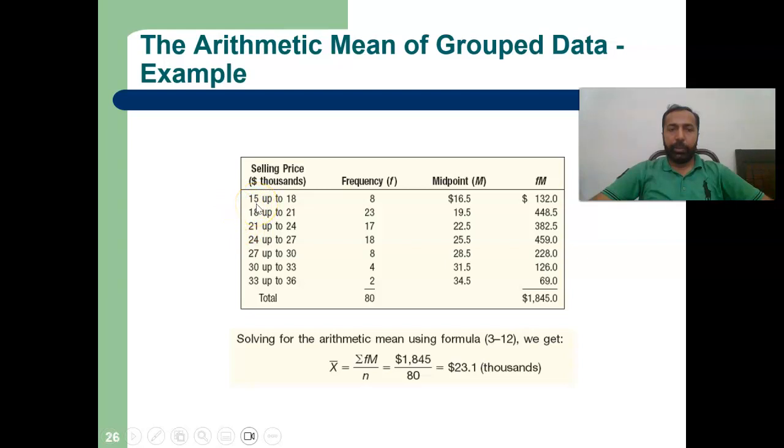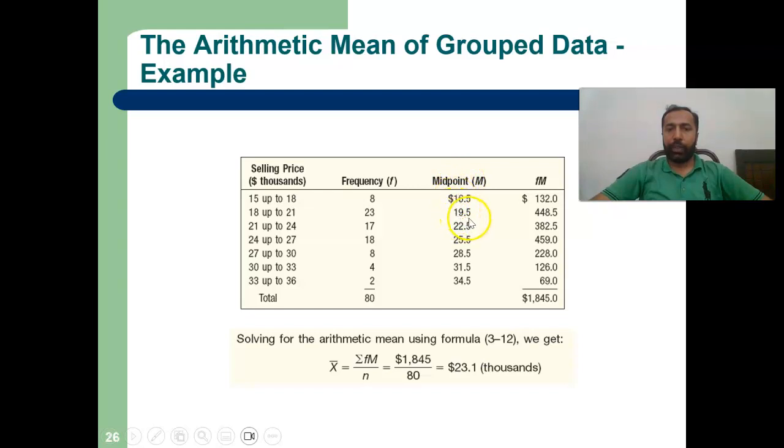From 15 to 18, there are 16, then 17. So 16.5 is the midpoint of 15 and 18. In other words, you can simply do it: 15 plus 18 divided by 2, you will get 16.5. So 16.5 is at exactly the middle of 15 and 18. So this will be the midpoint.